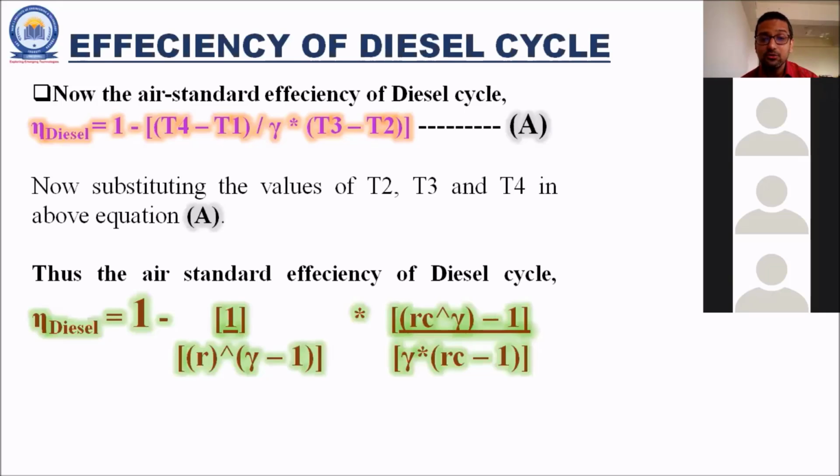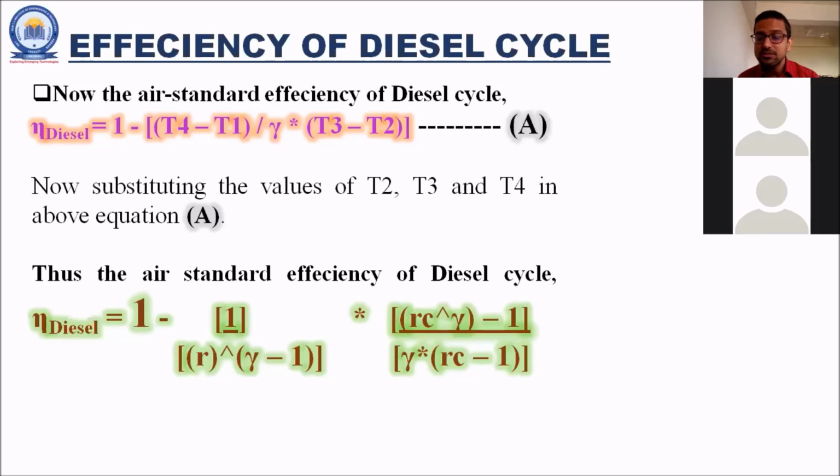Eta diesel is equal to 1 minus bracket 1 upon r raised to gamma minus 1 bracket complete, into bracket Rc raised to gamma minus 1 divided by gamma into (Rc minus 1). Remember friends, in your book, the Rc will be replaced by the notation rho. Rc, or rho, represents the cut-off ratio.